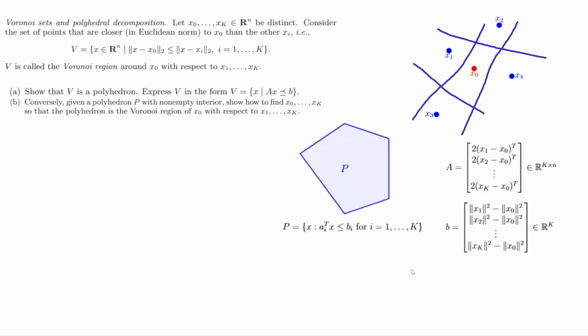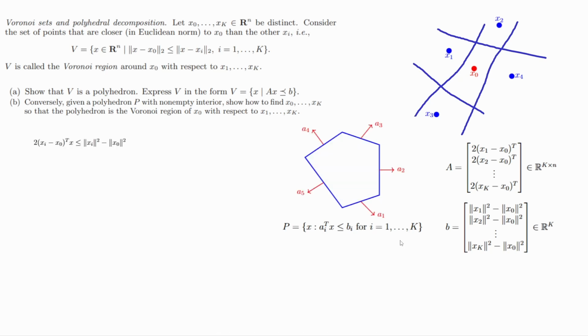Okay, anyway, since P is a polyhedron, we can write it as follows. This is just the intersection of half spaces. These ai's are the outward pointing normals for each face here. From part A, we know that the Voronoi constraints have the following form. So our strategy is to match the polyhedron constraints with the Voronoi constraints. Here we're given some x such that ai transpose x is less than or equal to bi. We want to find x0 and xi such that these constraints are also true.